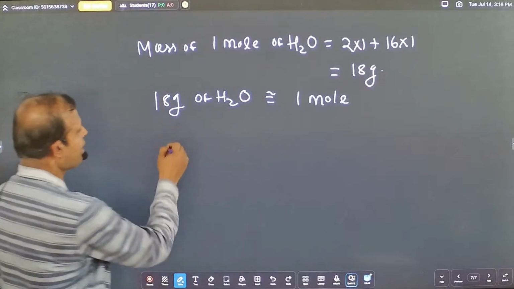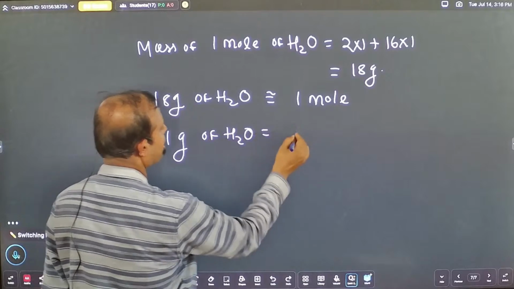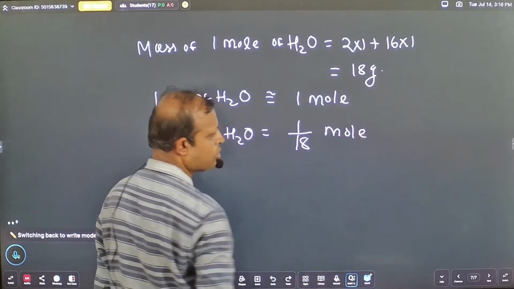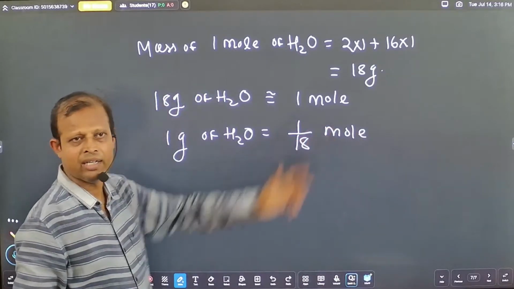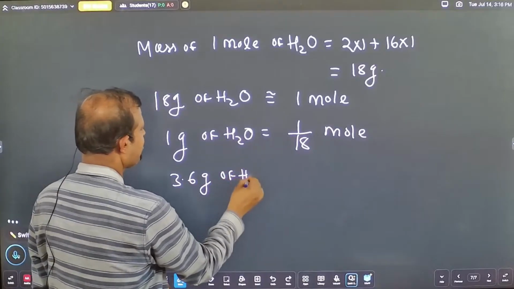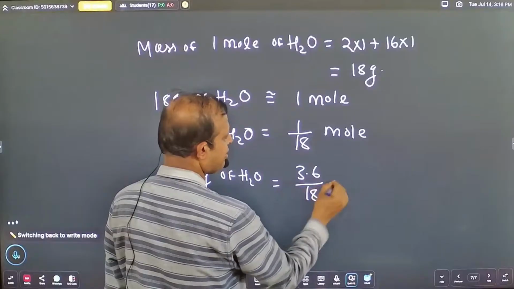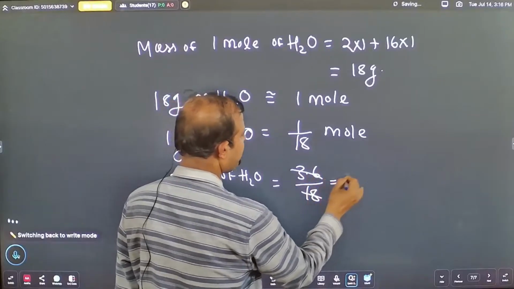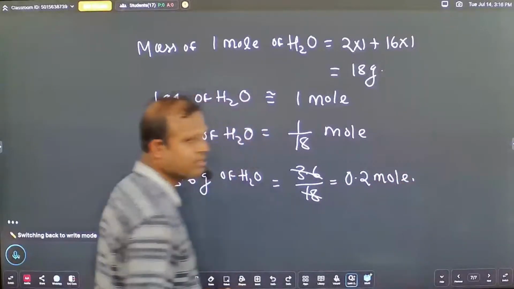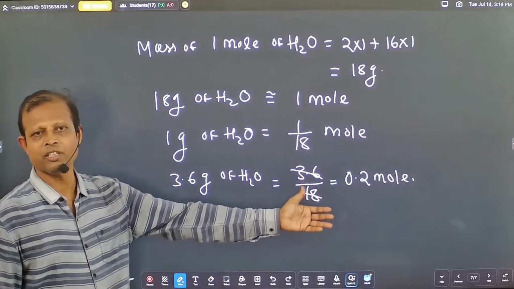So 1 gram of water, by the unitary method, is equal to 1 upon 18 mole. Understood? And you are given 3.6 gram of water, which equals how many moles? 3.6 divided by 18, that is equal to 0.2 mole. How many of you have got this answer? 0.2 mole.